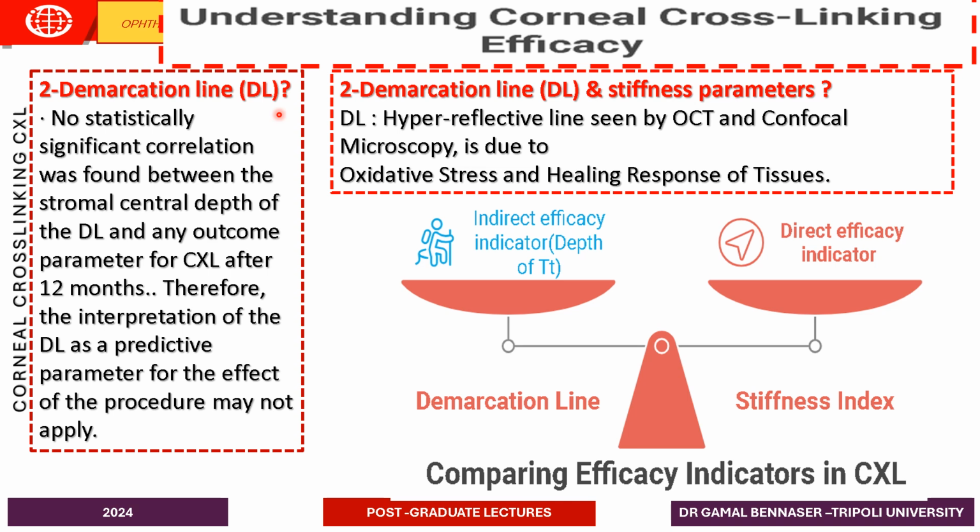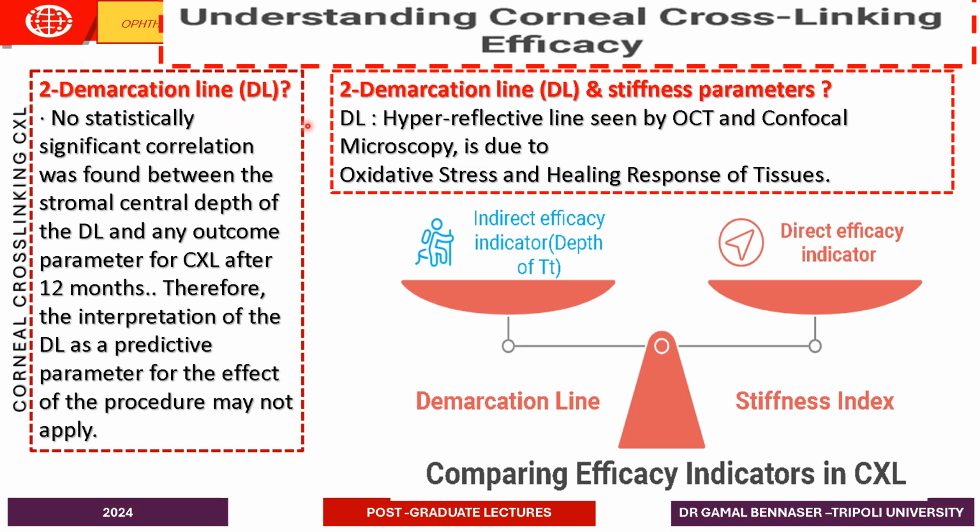Previously, the presence of the demarcation line was an indicator of the success of your cross-linking. However, many studies have shown that there is no statistically significant correlation between the central stromal depth of the demarcation line and the outcomes of the corneal cross-linking parameters, that is, the stiffness parameters, over a 12-month period. That's why the interpretation that the demarcation line depth is a predictive value for the efficacy of corneal cross-linking is no longer valid.